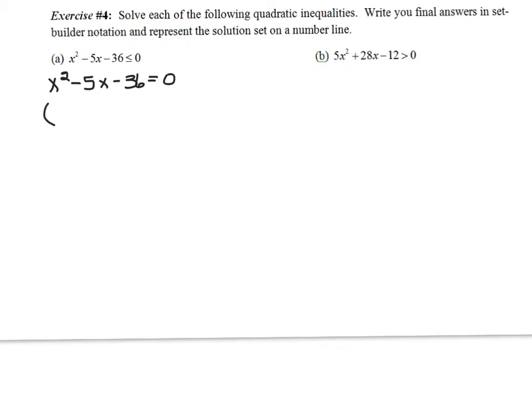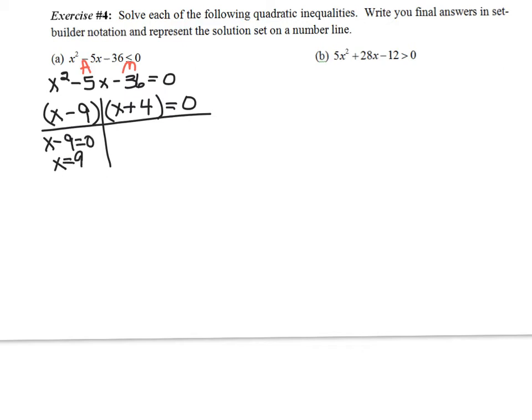So that means that I want to factor this, because it's a trinomial that is factorable. My factors have to add to -5, but multiply to -36. So I'm going to say x times x, and I think the combination that works is a -9 and a +4. So let's go ahead and set each of those factors equal to 0. So I get x equals 9 as one of my zeros, and x equals -4 as the other one.